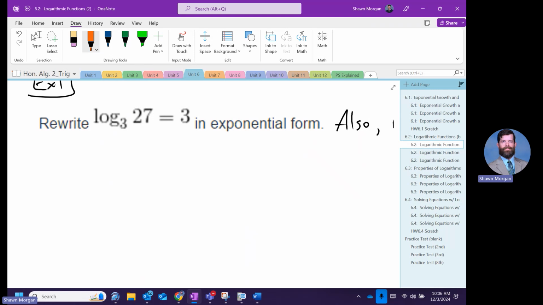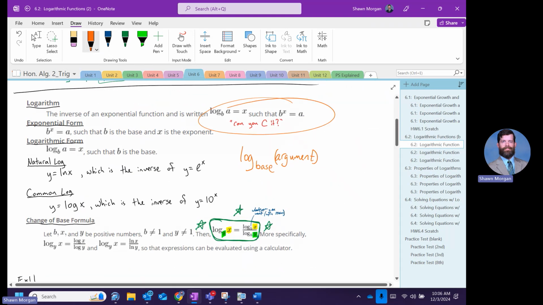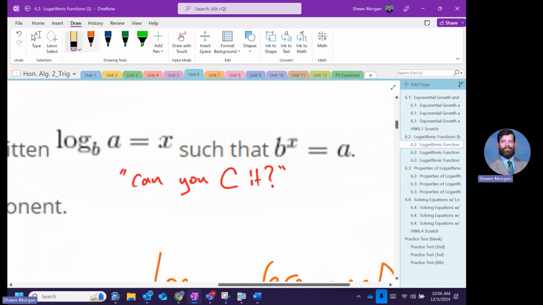I'm going to ask you the question, can you see it? You might have actually read that in the previous page, this notion of can you see it? Here's how this works. My question of can you see it is my shortcut for changing back and forth between log form and exponential form. Start with the base, swoop around to the other side, and finish at the argument. Now that C is backwards. Maybe he's looking in a mirror or something. I don't know. But can you see it?